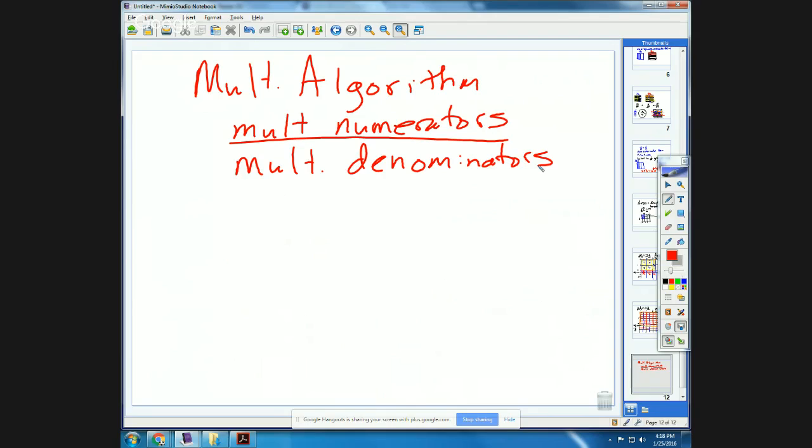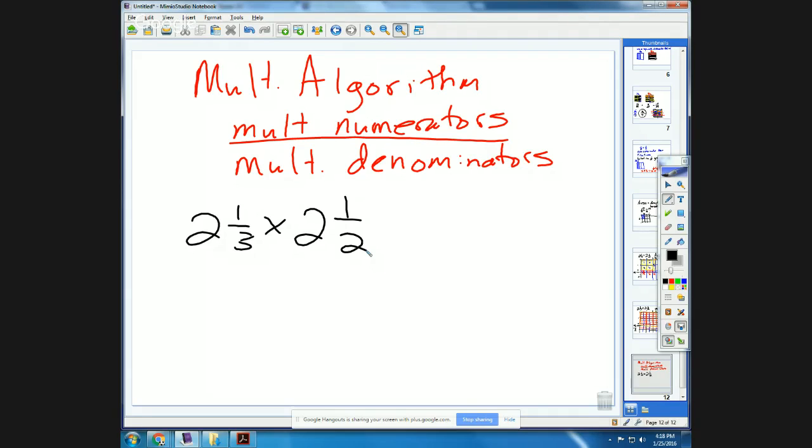Okay, so let's see, what was my original problem? My original problem was 2 1/3 times 2 1/2. Can I apply this algorithm to this problem directly? Adrian says no. The problem is I don't have 2 single fractions.